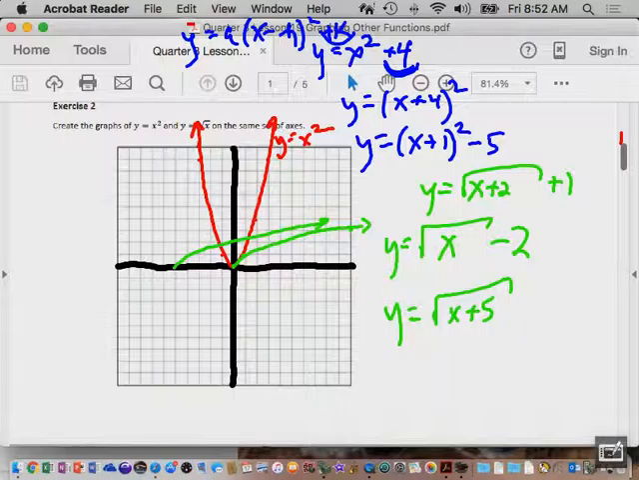What do you think would happen if I put a 3 in front? It would be more narrow. It actually makes it wider because when I multiply by 3, I bring it up. Oh, okay. Does that make sense?